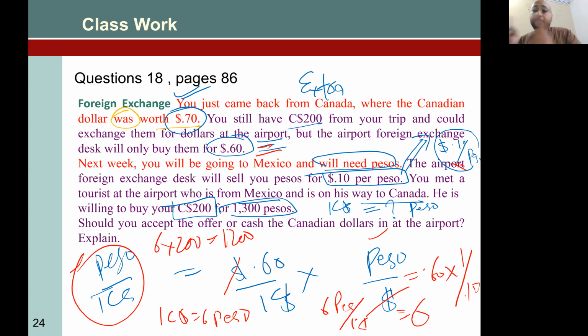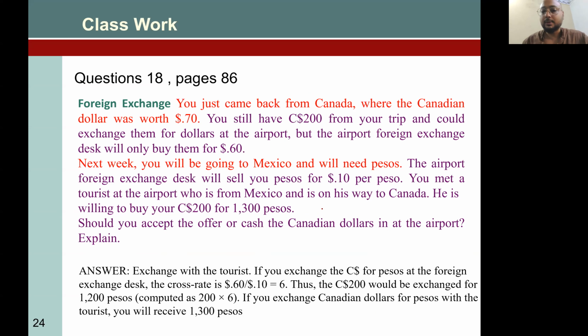So if we go to the airport exchange and present our Canadian dollars, we will get only 1200 pesos. But this tourist is giving us 1300 pesos. So there is a benefit of 100. So we conduct the transaction with the tourist, which is beneficial for us. Here we go, this is the solution. It is better for us to exchange Canadian dollars with the tourist, and you will receive 1300 rather than 1200. So does everybody understand that?